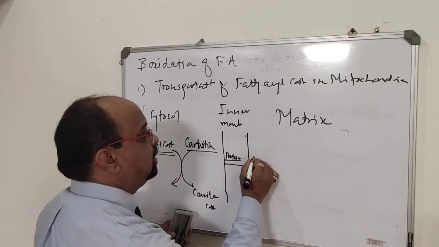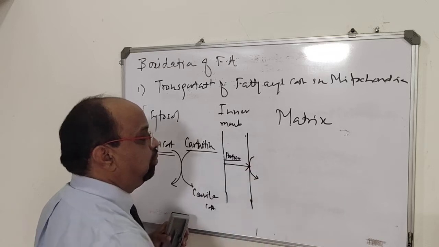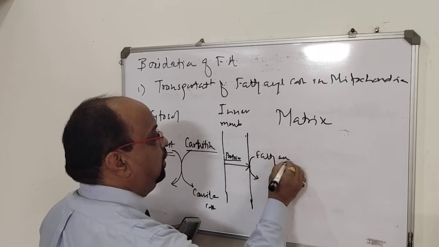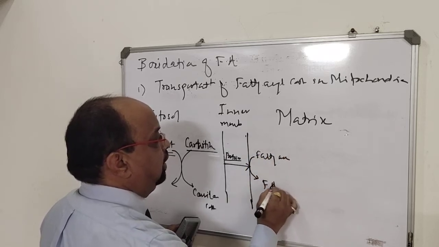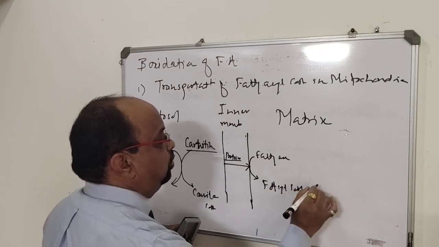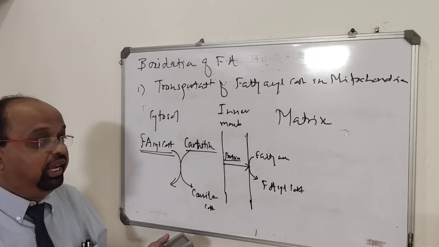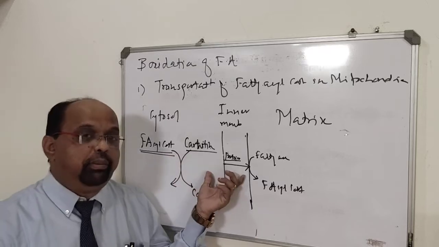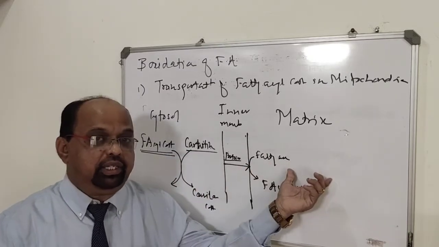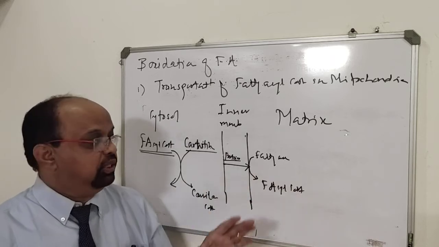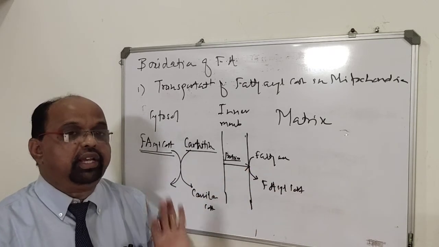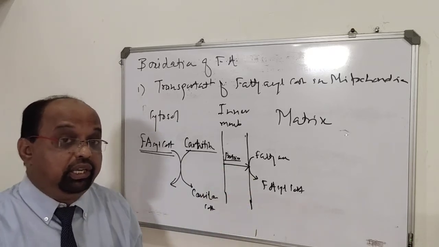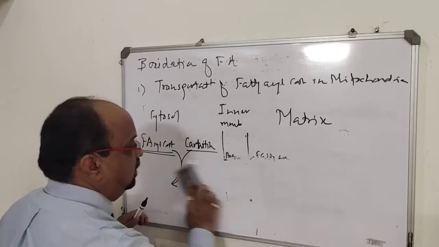Again, on the inner side of the inner membrane, these fatty acids are again acylated and become what? Fatty acyl CoA. So in this way, the transportation of fatty acyl CoA through the inner membrane of mitochondria into the matrix occurs. Now in the mitochondrial matrix, fatty acyl CoA is ready for the beta oxidation process. Now let us see how the beta oxidation process occurs.